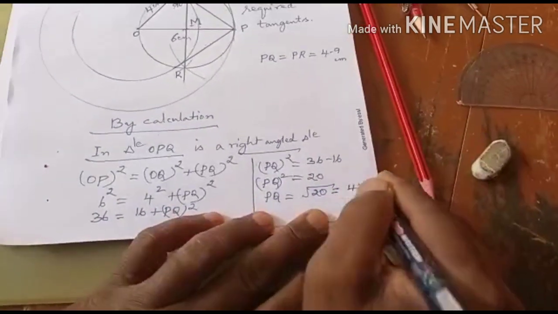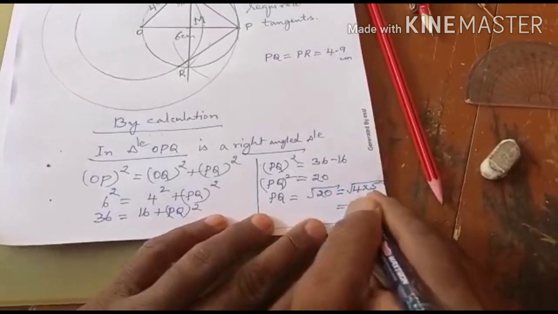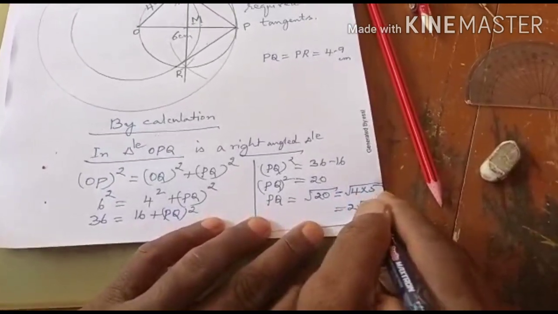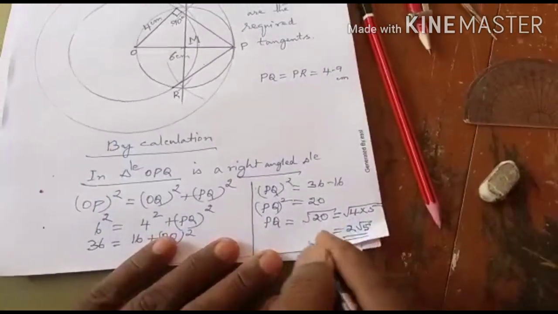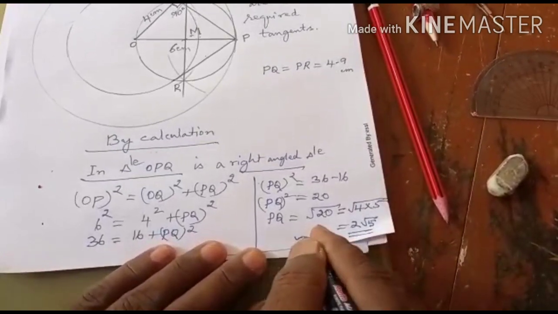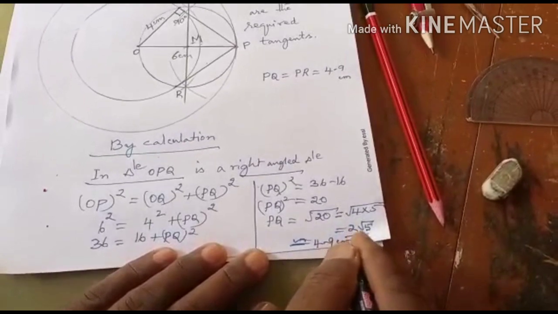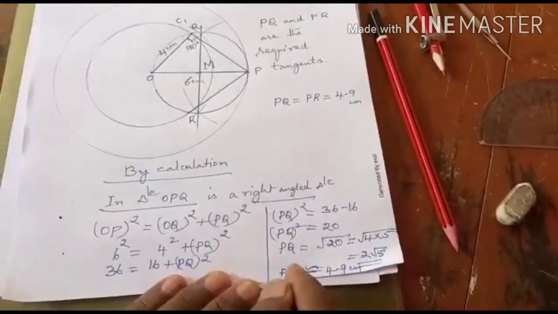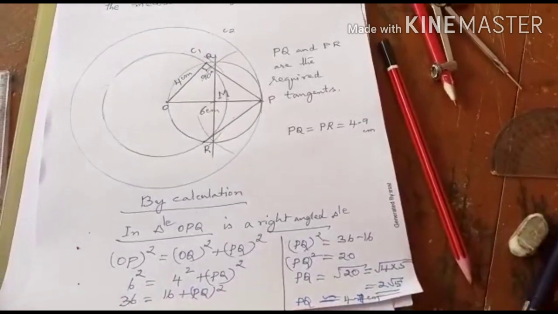Reducing it, that is 2 root 5, which is equal to 4.47. PQ is approximately 2 root 5. By calculation, it is 4.47.